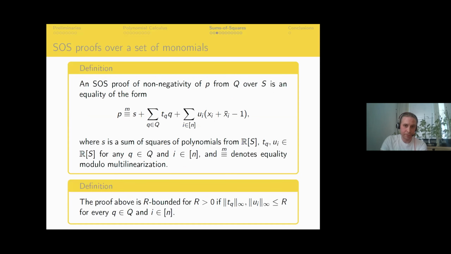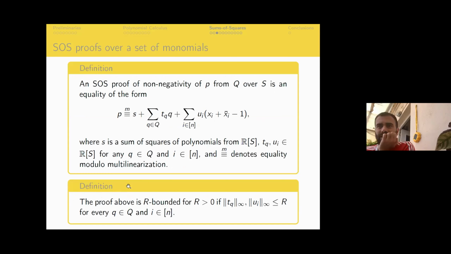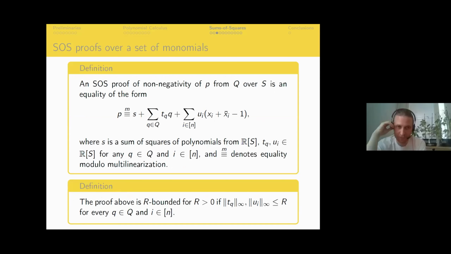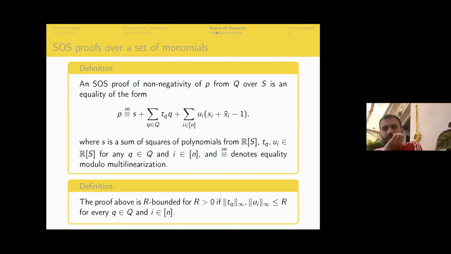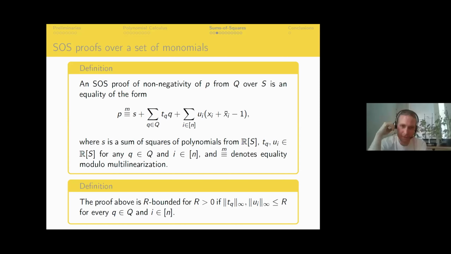So in principle, this equality modulo multilinearization means that the usual Boolean axiom, if you want to write it explicitly, could have polynomials multiplying them not from the set S. Yes, I allow that, but for the complementarity axiom, I need to restrict the lifts. I see. Okay. Thanks.